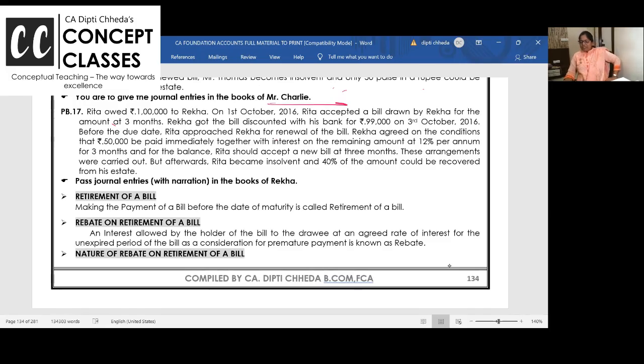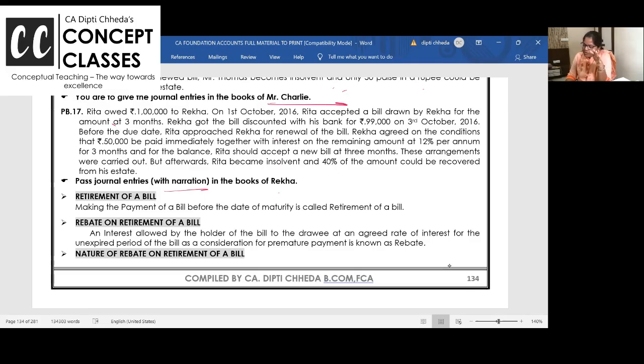Pass the journal entries in the books of Rekha. Oh, with narration. चलो हम लिखते हैं. Narration के साथ लिखेंगे. आप याद दिलाना मैं भूल जाऊं. Nothing new. Read 119 again and pass the entries in the books of Rekha. Rita accepted a bill. So Rekha ki books mein to bills receivable. Rekha got it discounted. On due date, bill को renew बोला तो dishonor करो. फिर नया bill draw करो.